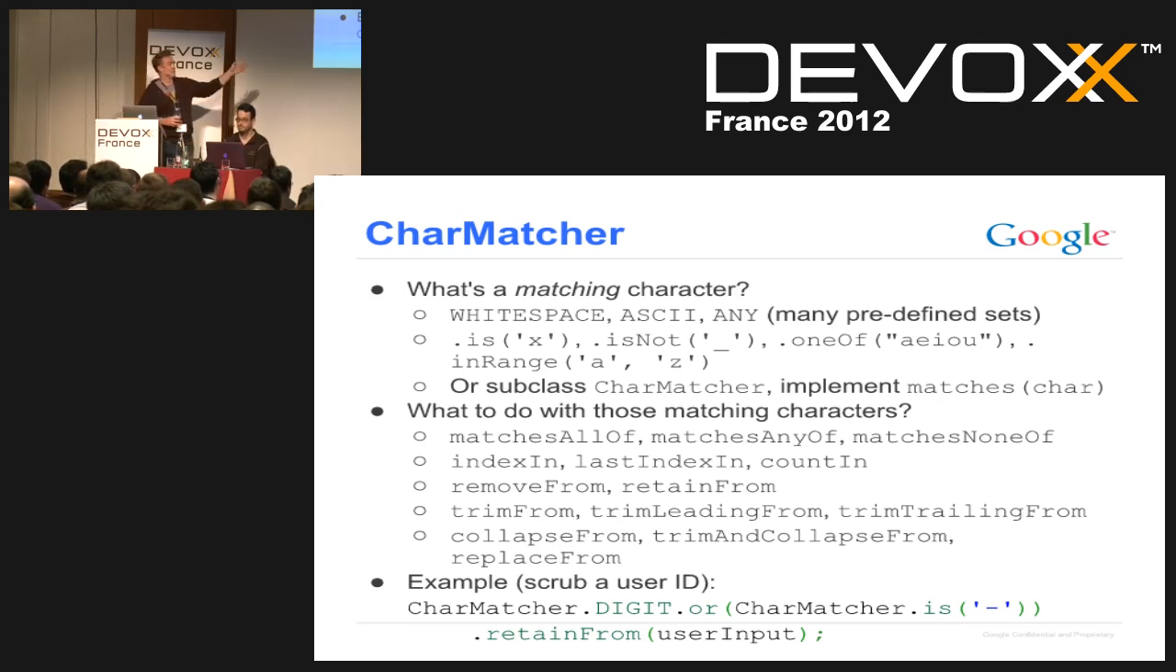So for example, to scrub a user ID, let's say the user ID is only digits and dashes. We can use CharMatcher.digit, so that will match all digits. You can actually join these CharMatchers together using or. So we say it's a digit or it's a dash, and then we retain that from the user input. So if the user typed in other characters, the result will actually only be digits or dashes.